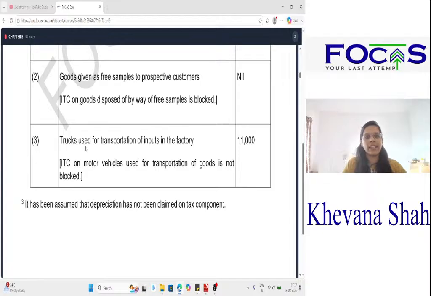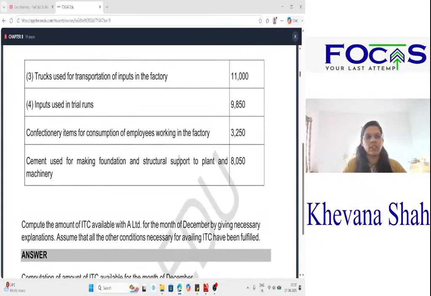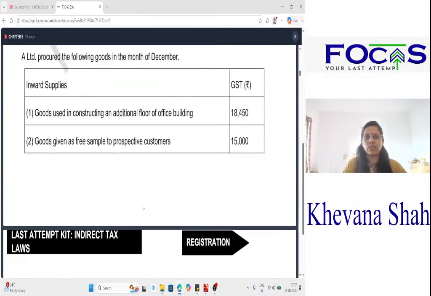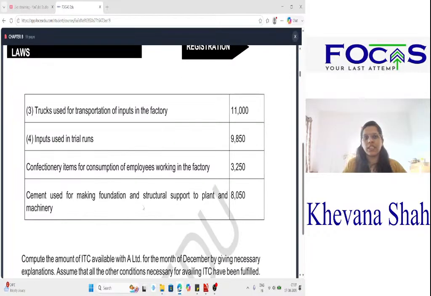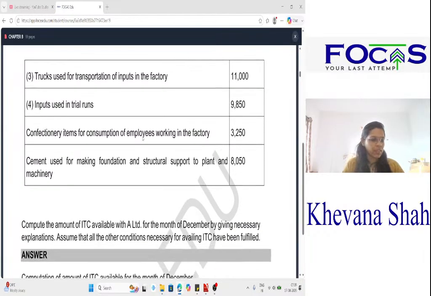Then for trucks the ITC is applicable. It is allowed. The value we are given is 11,000. This is the value of GST that we are directly given. So these 11,000 will be allowed. Then you have these inputs used in trial runs. Since they are used in your trial runs, which means that it is done for the course or furtherance of business, in that case this will be allowed.